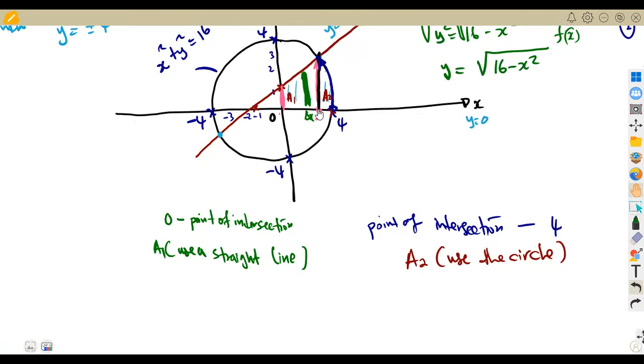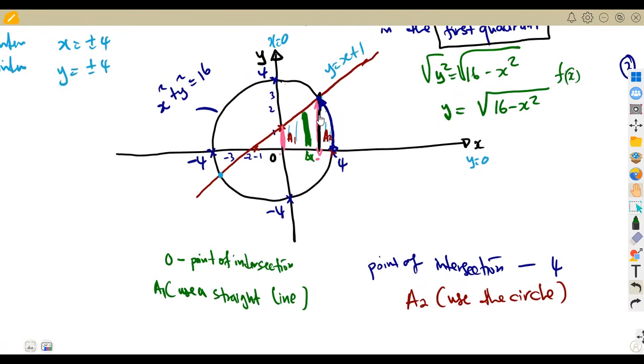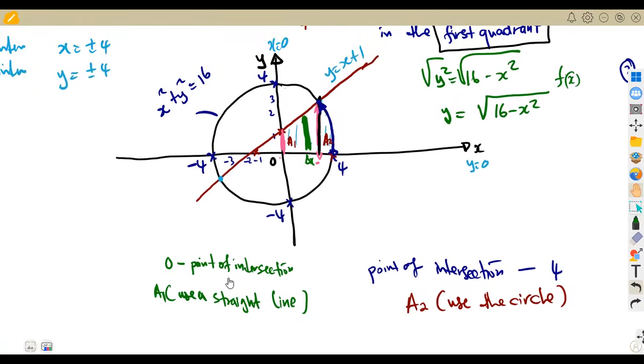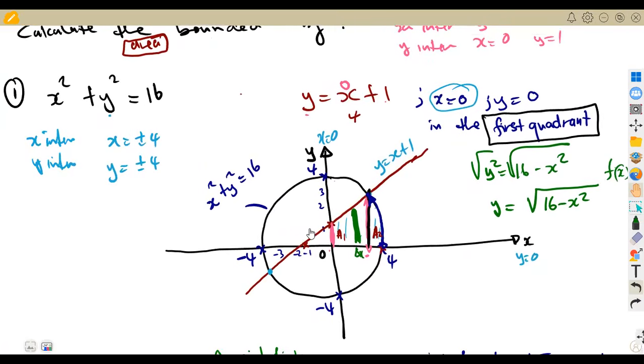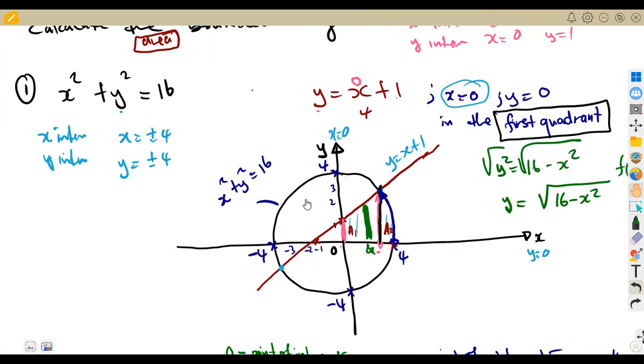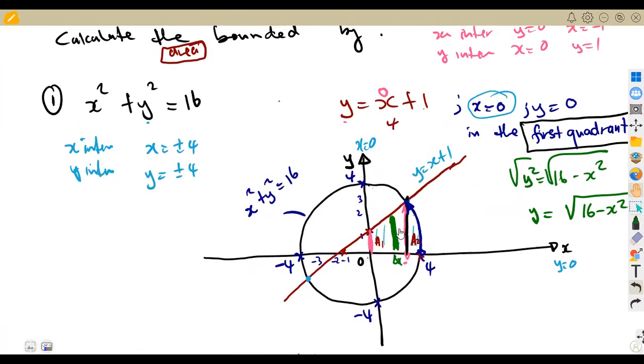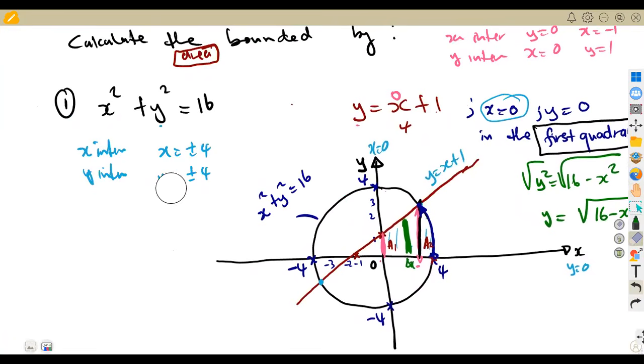But like I said, we need the point of intersection here because we're going to integrate from 0 to the point of intersection, and from the point of intersection to 4. So what is that point of intersection in this case? To find the point of intersection, we can simply equate the two. Remember, I said you find the point of intersection by solving the two equations. So let us just solve our equations here.